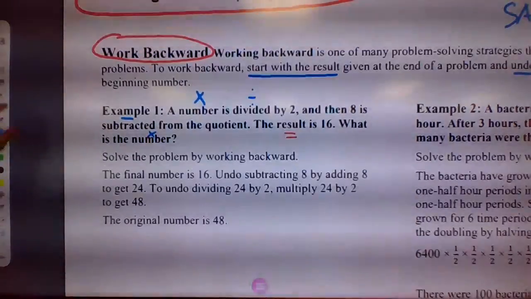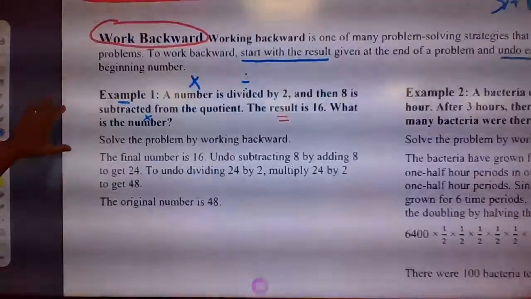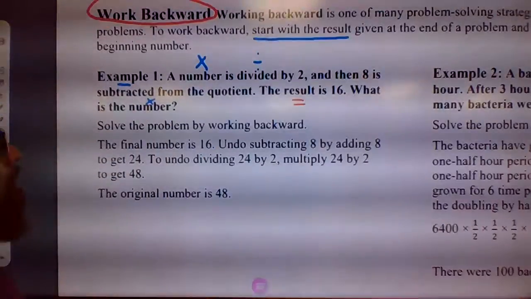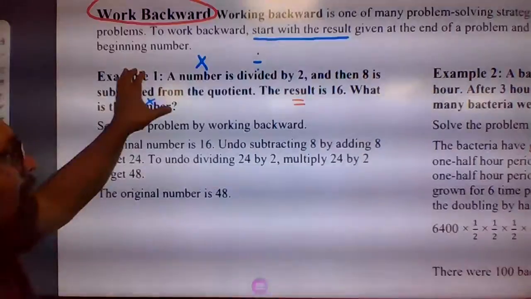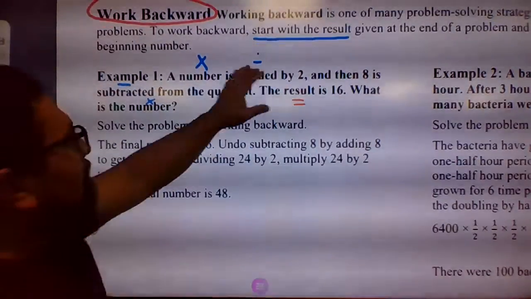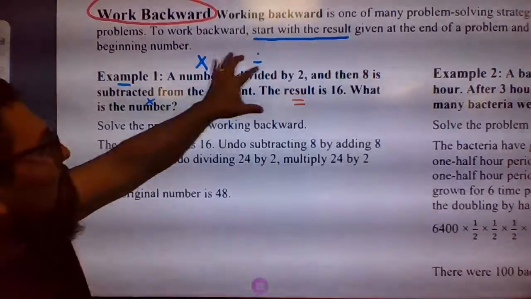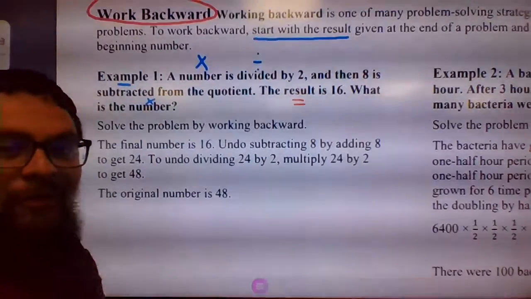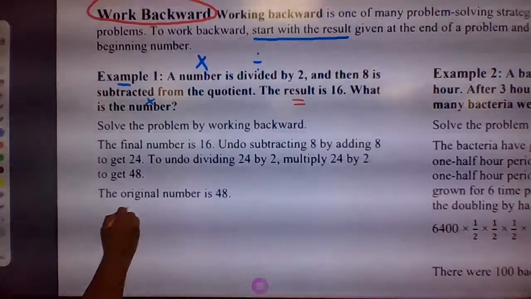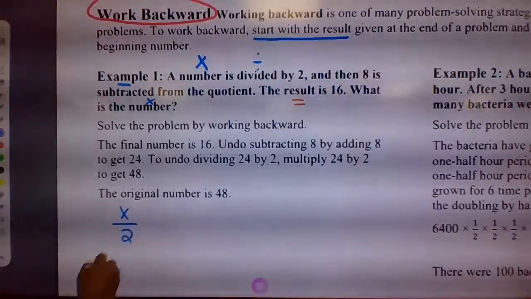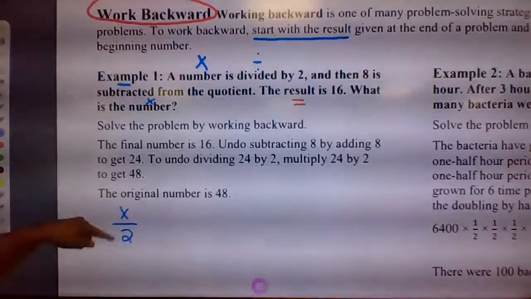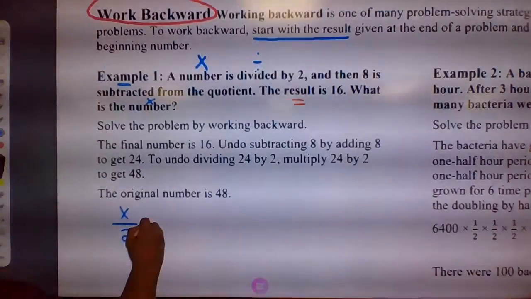Now, if you remember from 7th grade, I think Esqueda probably did go over this. I like to go ahead and put symbols on here like this to make a little bit more sense. Okay, I like to do that. So we can actually write an equation from this already. So here we go. A number x is divided by 2. So x divided by 2. And then 8 is subtracted from the quotient. So you take this quotient, the answer you get, and you subtract 8.